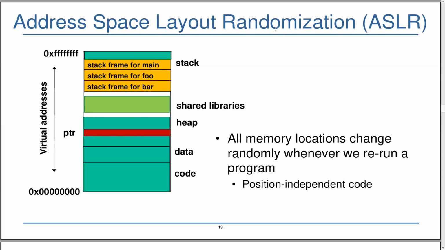Okay, so for that reason, if you want to randomize, you can use position-independent code. That's already used for shared libraries for x86-64 because why? Any ideas why we want to do that for shared libraries?